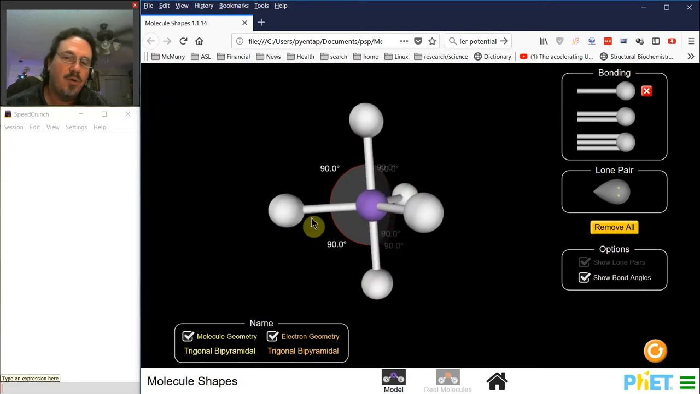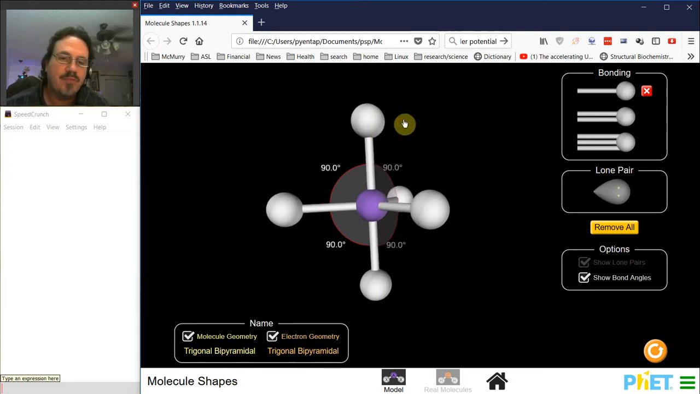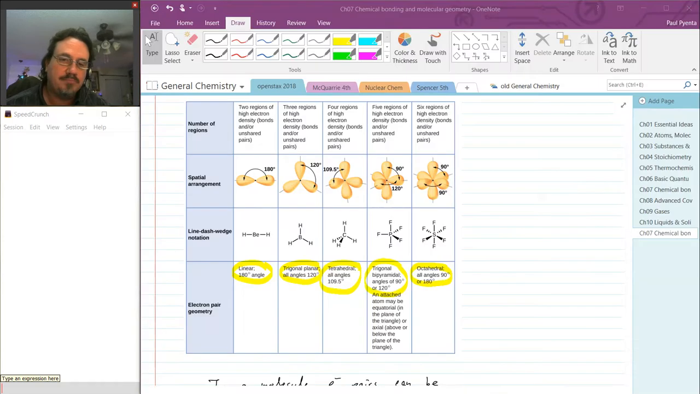We call these the equatorial ones, these 1, 2, 3s, because they're in the middle, the equatorial plane. We call these the axial because they're kind of like on the axis, if you will, the up and down axis of this molecule. Okay, there you go. Trigonal bipyramidal is its name.